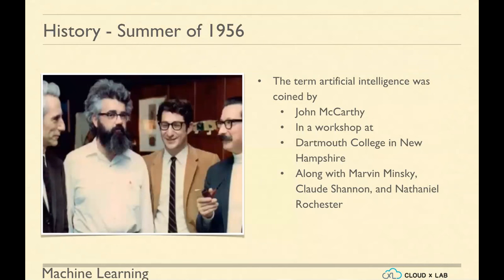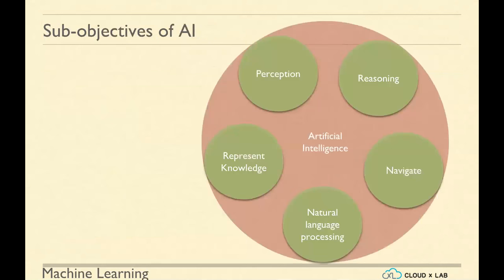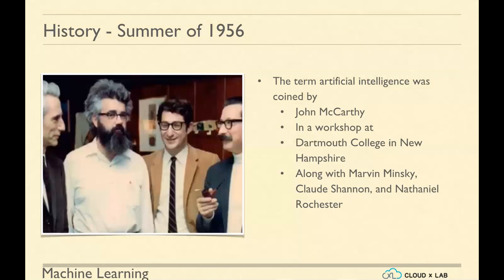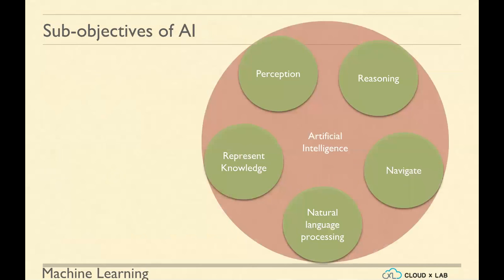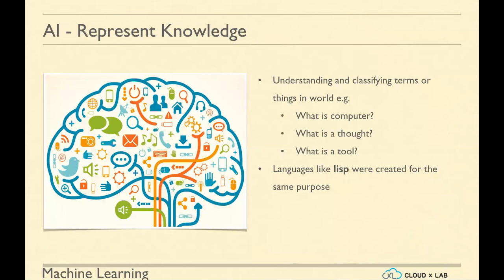Now, the term artificial intelligence was coined by John McCarthy in a workshop at Dartmouth College in New Hampshire, along with Marvin Minsky, Claude Shannon, and Nathaniel Rochester. This is the definition provided by John McCarthy along with the team. When we say that we want to achieve AI, we mean achieving these subcomponents. An intelligent being should be able to do these five sub-objectives. First is representing knowledge, being able to understand and classify terms or things in the world. Like, for example, what is a computer? What's a thought? What's a tool?